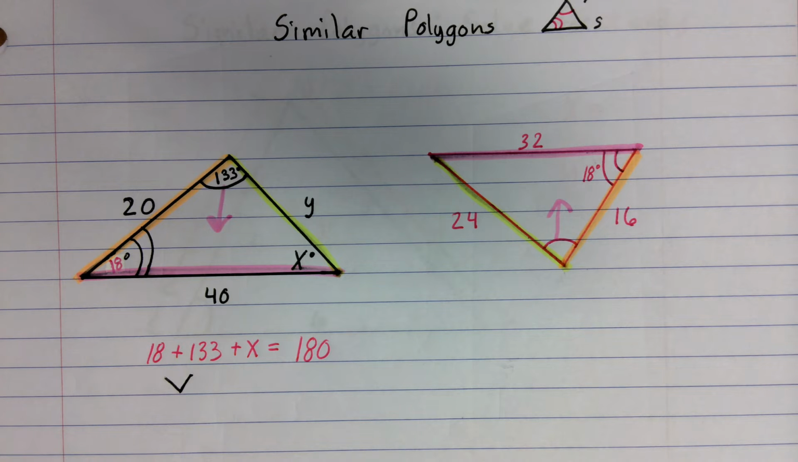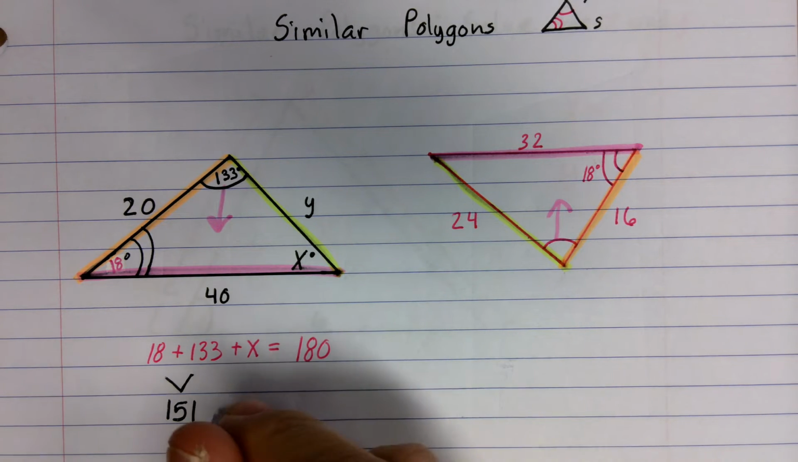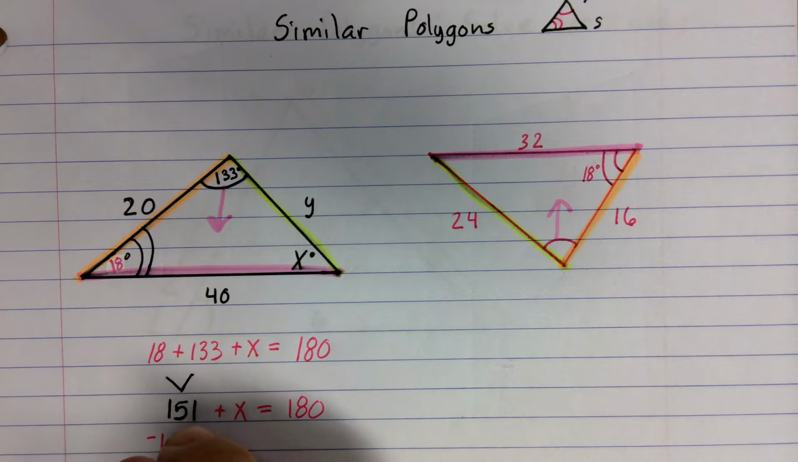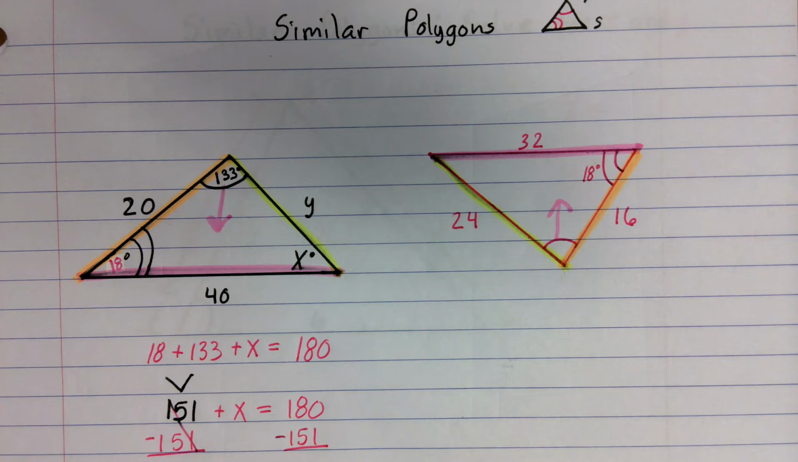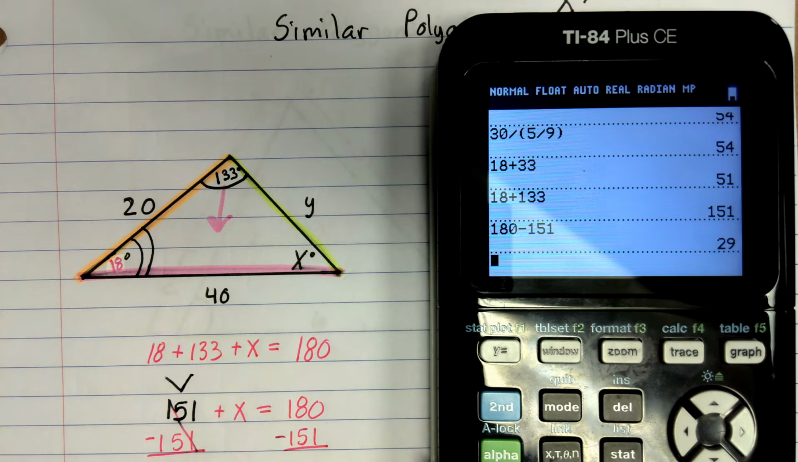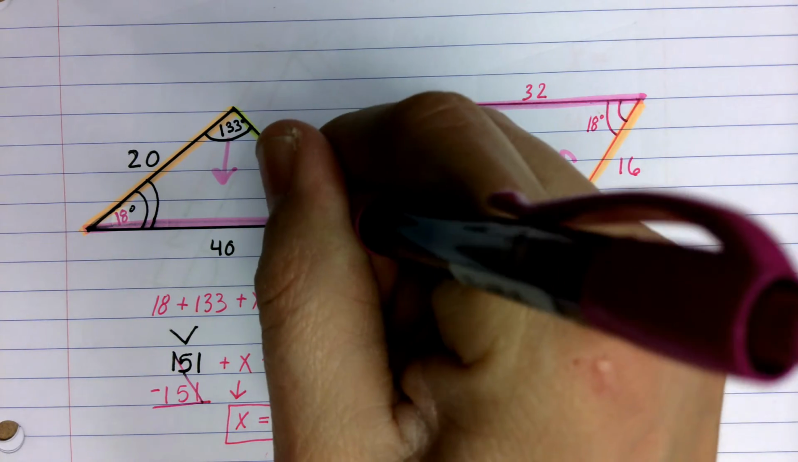So I simply add 18 and 133 together, which gives me 151. And then I'm going to bring down my x equals 180. I'll subtract 151 to cancel it out on the left side, and subtract it from the right. 180 minus 151 gives me 29. All I have left on the left side is just an x all by itself. Therefore, x is 29 degrees. So this is 29 degrees.